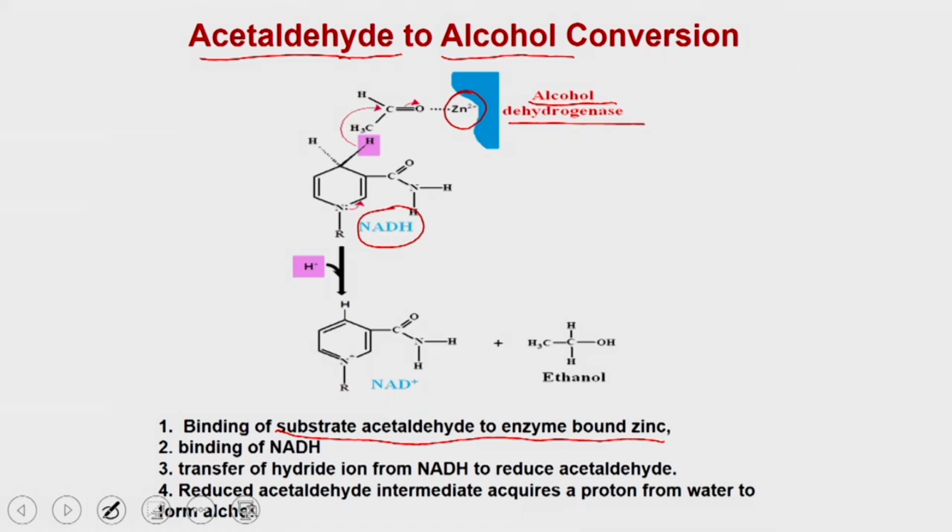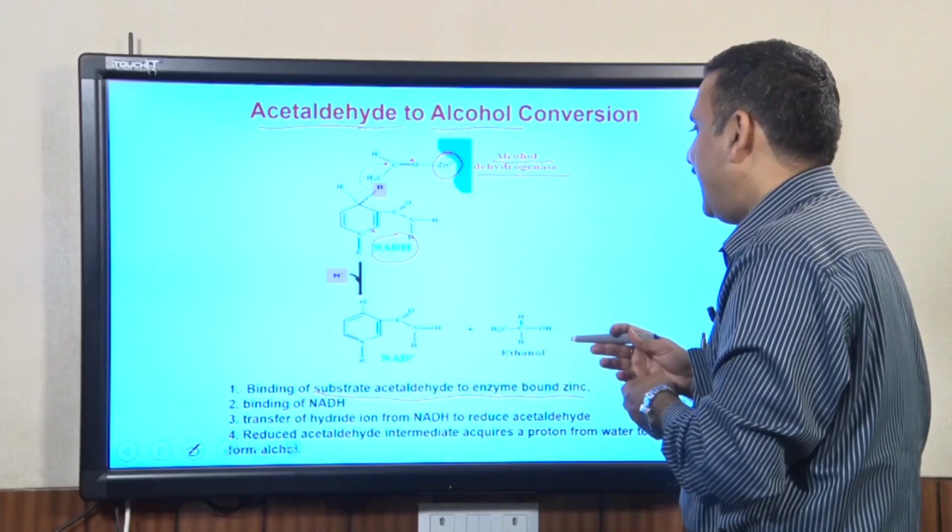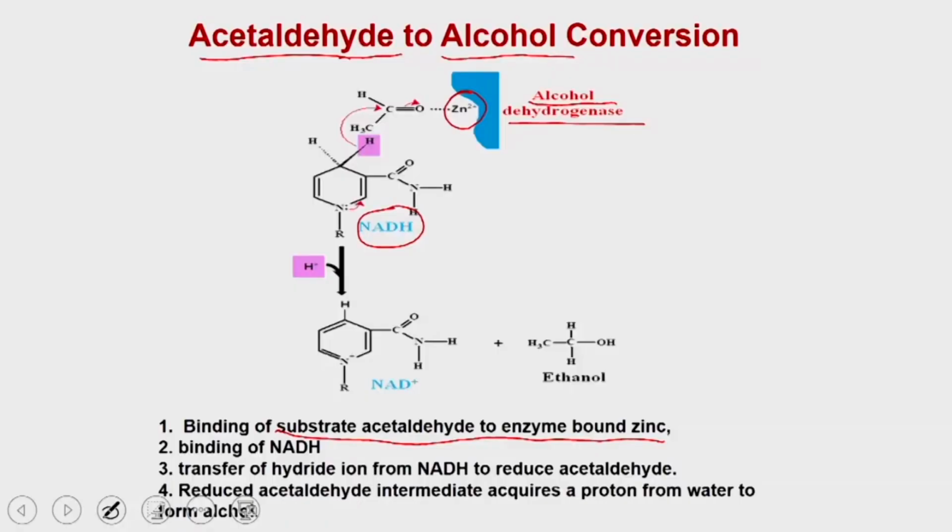transfer of hydride ion from the NADH to reduce the acetaldehyde, and once the acetaldehyde is reduced, it generates an intermediate, and that intermediate is getting the proton from the water molecule, and ultimately the NADH is getting converted into NAD plus, and the acetaldehyde is getting converted into the ethanol. So, let us recap again.